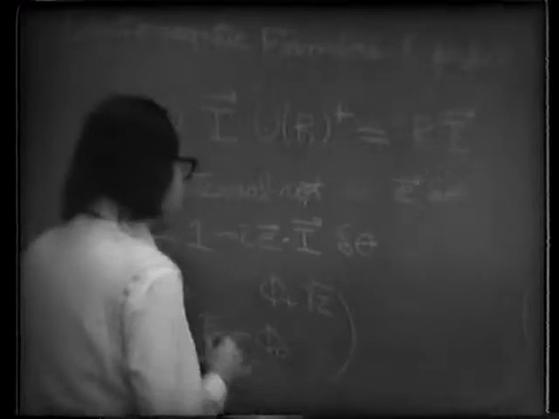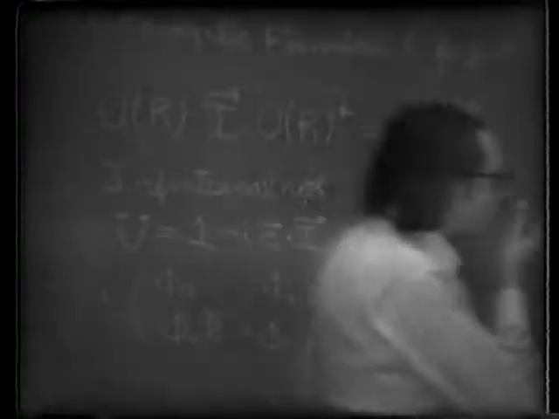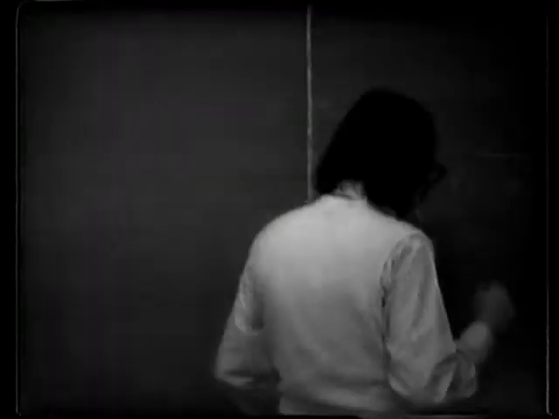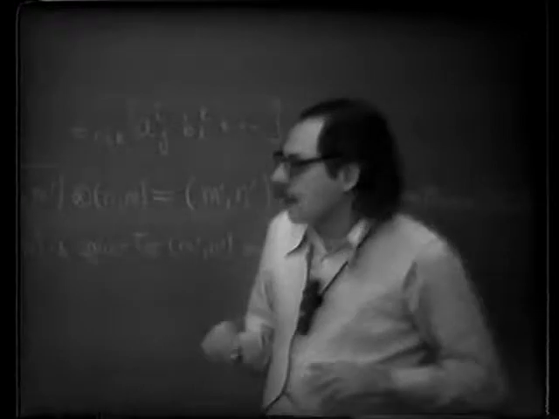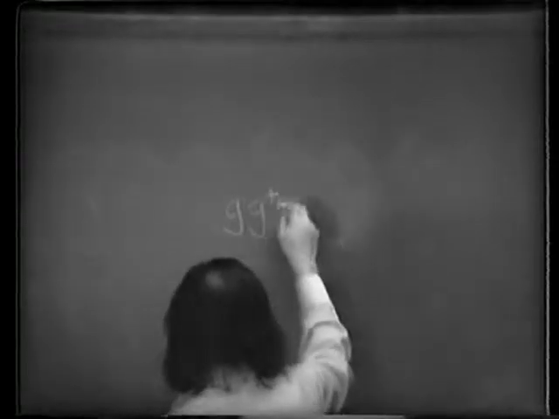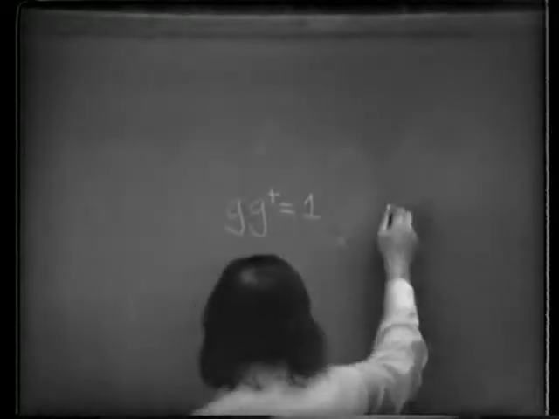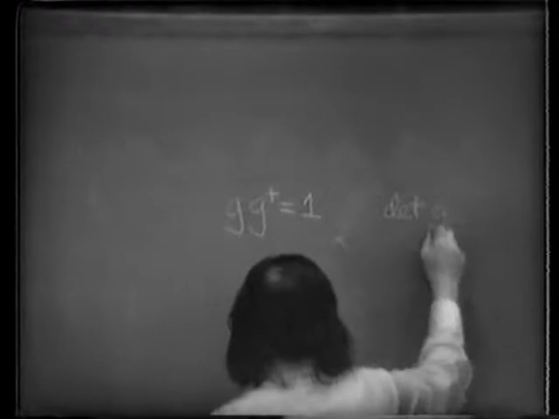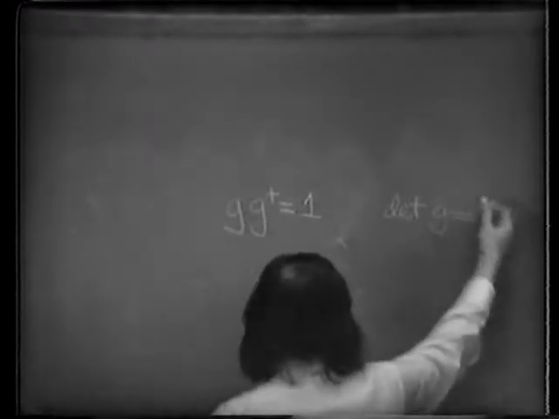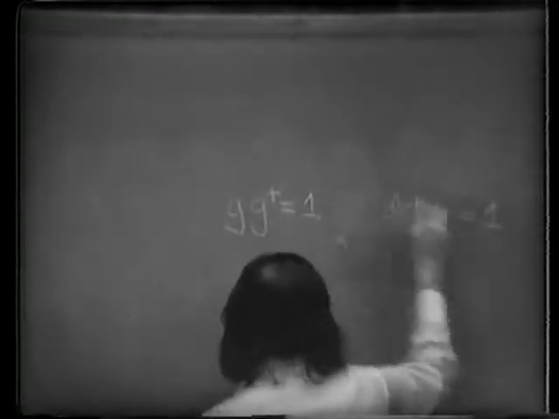Okay, we'll just keep that in the sideboard, and now try and work out the generators of SU3. Our first task: an SU3 matrix, which we write G, obeys two equations. G G adjoint equals 1, and determinant G equals 1. That's the U and that's the S.